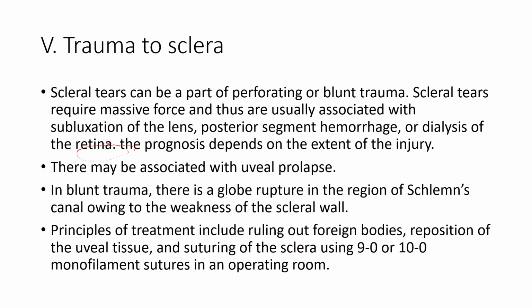In blunt trauma, the globe rupture is in the region of Schlemm's canal, just as we had discussed. And the principles of treatment include ruling out foreign bodies, repositing the uveal tissue, and suturing the sclera with 9-0 or 10-0 monofilament sutures.